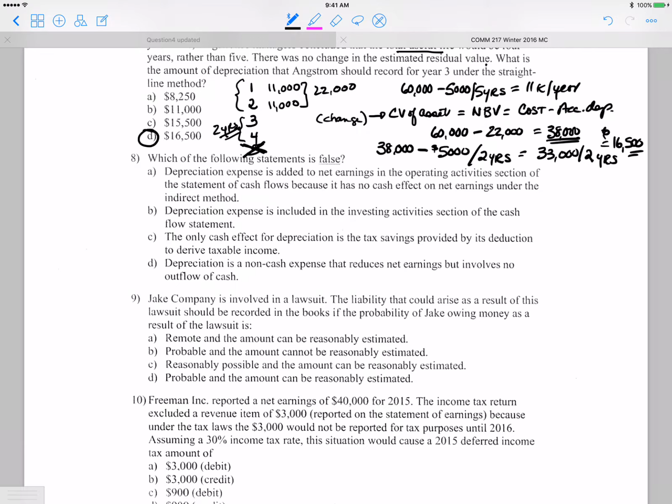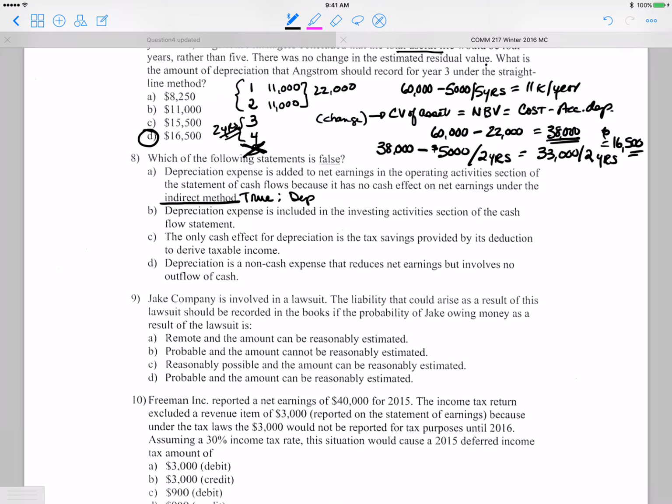And we're looking at depreciation expense. So A says depreciation expense is added to net earnings in the operating activities section of the statement of cash flows because it has no effect on cash or net earnings under the indirect method. Do you remember correctly? We start off with net income and we add back non-cash items. So this is true.